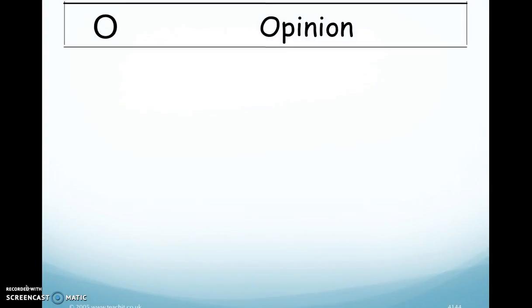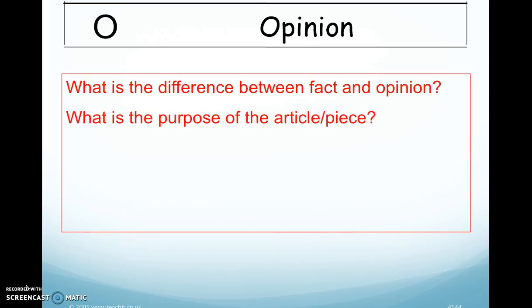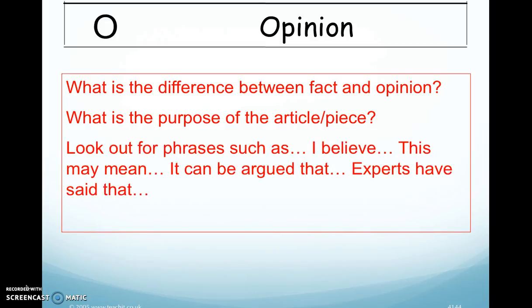O for opinion. This is the opposite of facts, where facts can be very appealing because it appeals to people's logic. Opinions can also be very persuasive because they appeal to our emotions rather than our facts and our logic. So for the people writing the editorials, this is all about opinion, because it is an opinion piece, obviously, and the purpose of your piece is to try to persuade your audience of your particular perspective. So we're looking out for phrases such as "I believe," "this may mean," "it can be argued that," things like that, that indicate some sort of spin or bias on it.